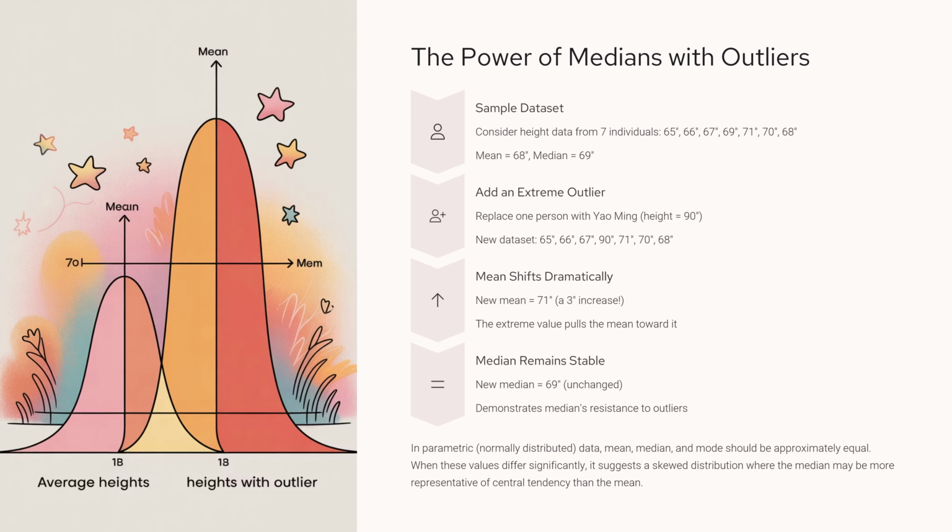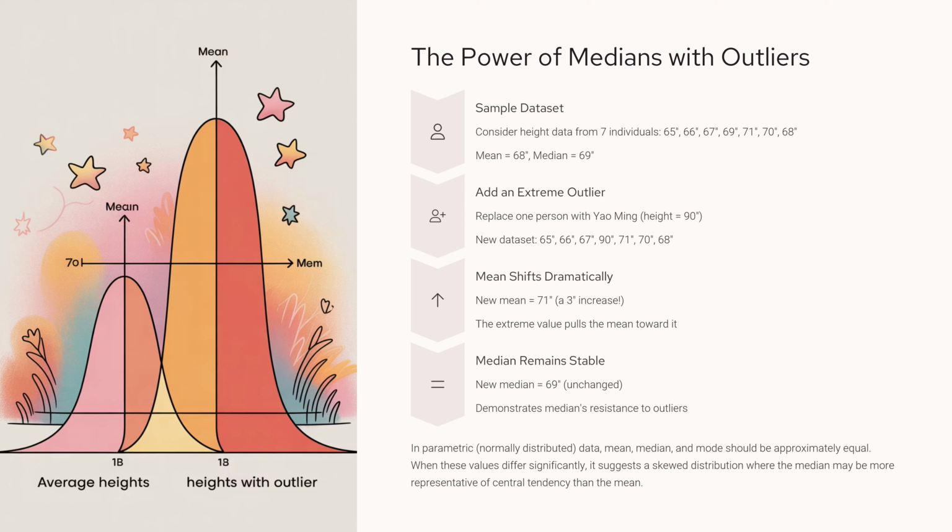We can just demonstrate what happens with outliers by looking at this example of what happens when you add an outlier to the mean versus the median. So you have a sample data set here with 7 individuals, the mean is 68 and the median is 69. And then you replace one of those person's heights with Yao Ming's height. He's super duper tall, right? And he's going to skew that data set to the right.